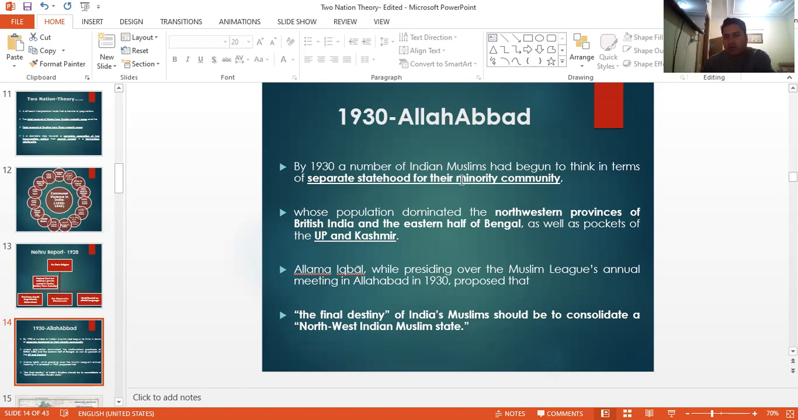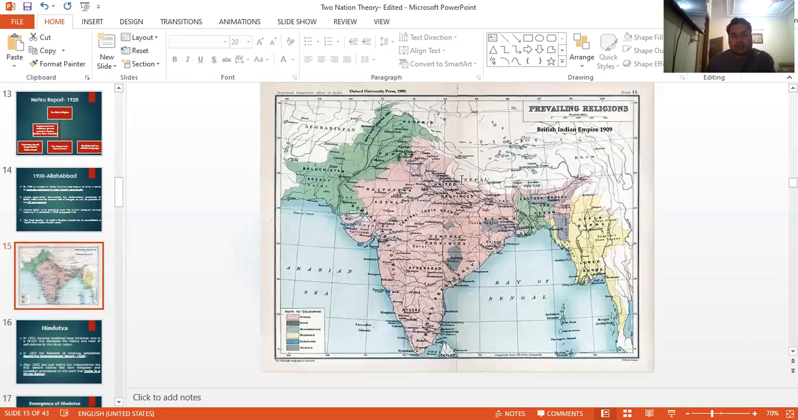But at that time, he did not coin Pakistan as a state, but he gave the idea that, keeping in view the Hindu dominance in the subcontinent, the final destiny for India's Muslims would be to consolidate a northwest Indian Muslim state where the Muslim majority areas lie, including Kashmir, Punjab, Sindh, Balochistan, and NWFP at that time. So this was the background which contributed towards the two nation theory.